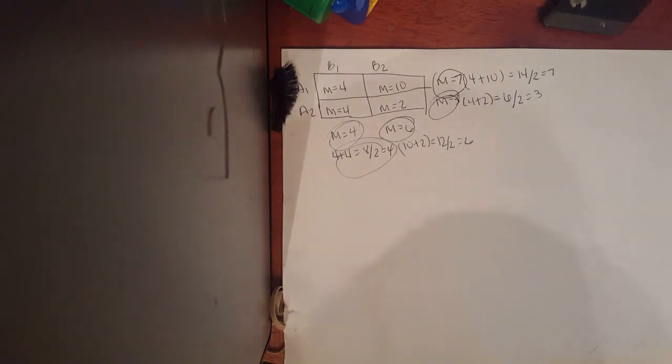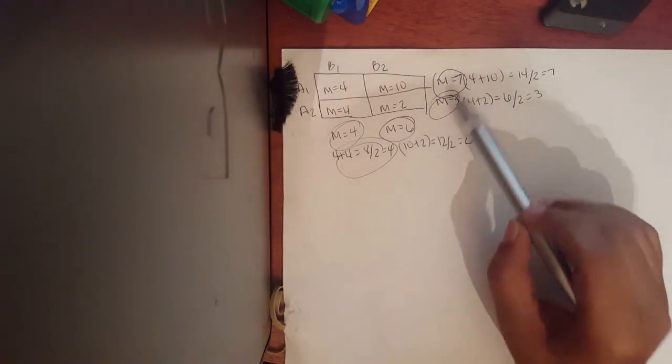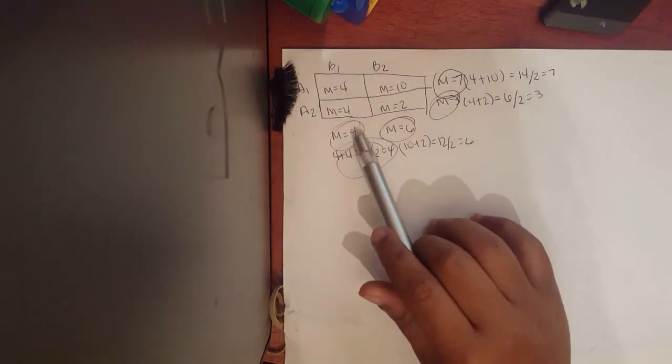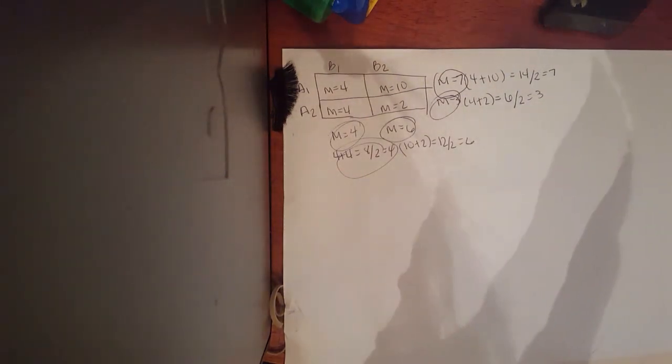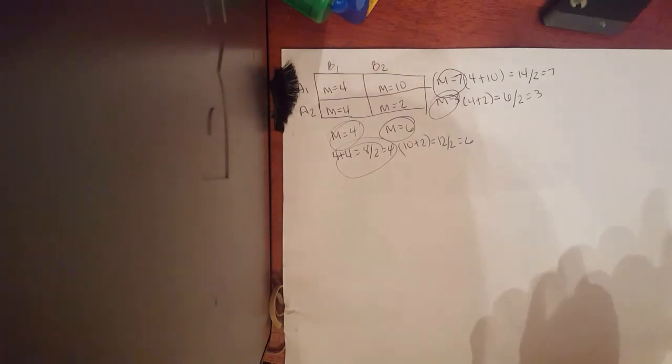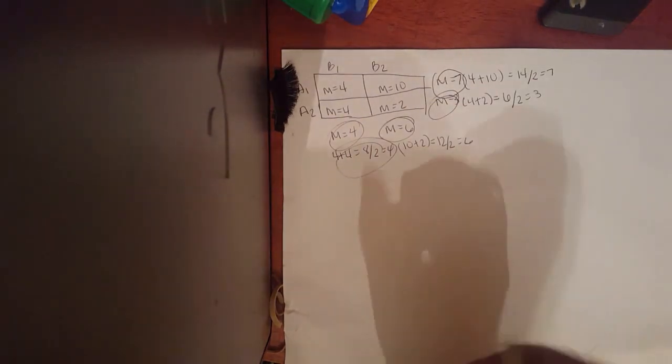So there you have it. Very simple, the way we went about it. For both of these we have 7 over 3, and for this we have 4 and 6. And we are going to graph our points.